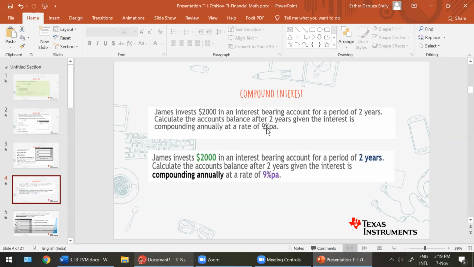So can you quickly identify what variable we are calculating? Please go ahead and type it in chat quickly, and we'll go ahead and put this into our calculator.